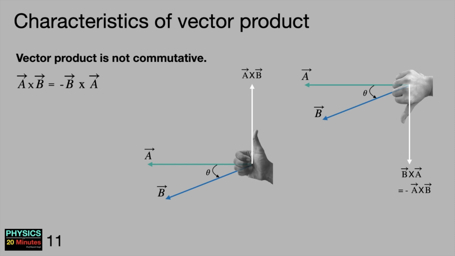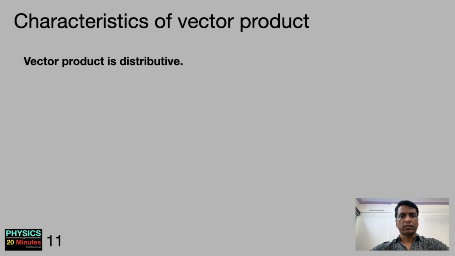A cross B and B cross A are not the same vectors, they are actually opposite vectors, and therefore vector product is not commutative. Vector product is distributive just like scalar product. So if A cross B plus C is there, then it is equal to A cross B plus A cross C.